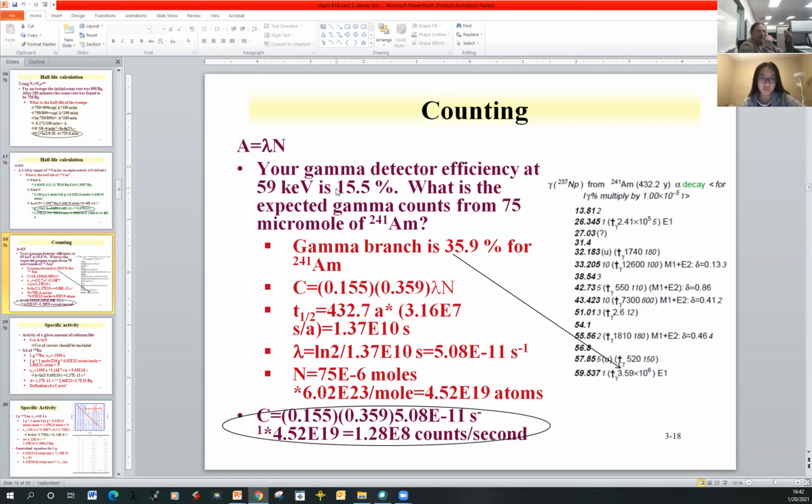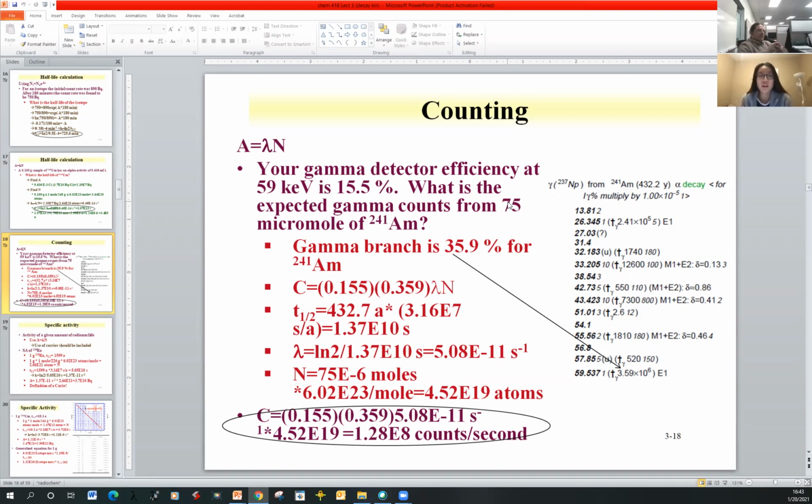And then when the americium decays, 35.9% of the time, this is really weird because it's 3.59 times 10 to the 6th times 1 times 10 to the minus 5. That's where I get the 35.9% from. So if I know I have 75 micromole of americium-241, my question is, how many gammas am I going to see?